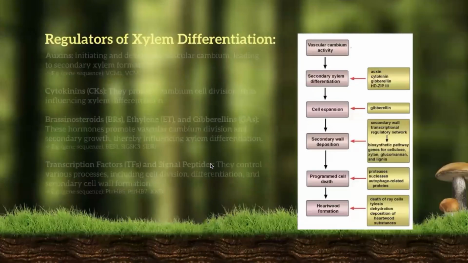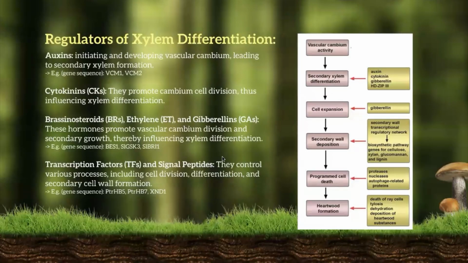Moving on to xylem differentiation, it's a crucial process in plants that leads to the formation of specialized tissues responsible for transporting water and nutrients throughout the plant. This intricate process is regulated by various factors, including hormones, transcription factors, and signal peptides. Xylem differentiation relies on multiple key factors.